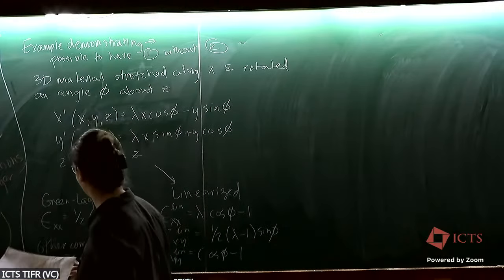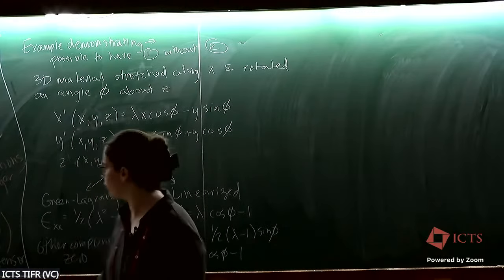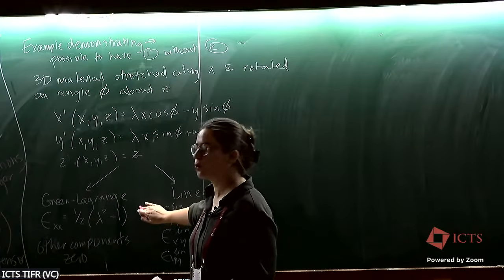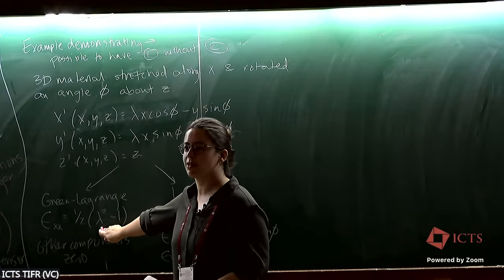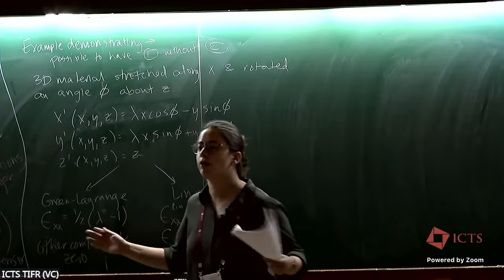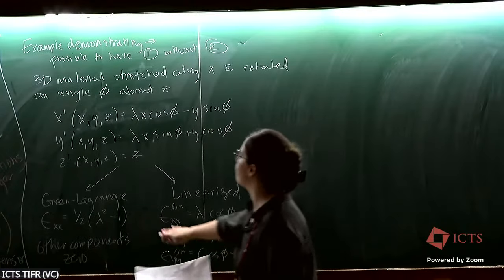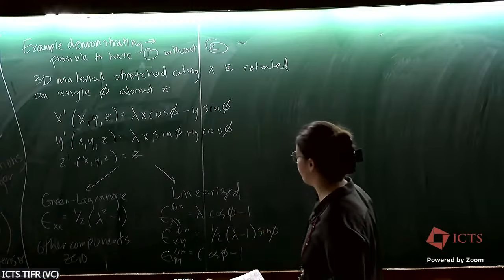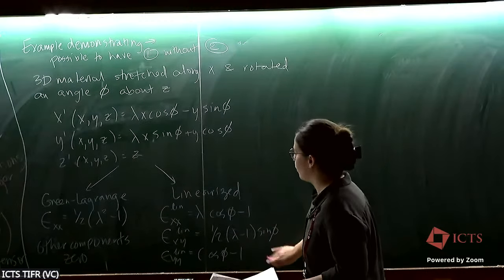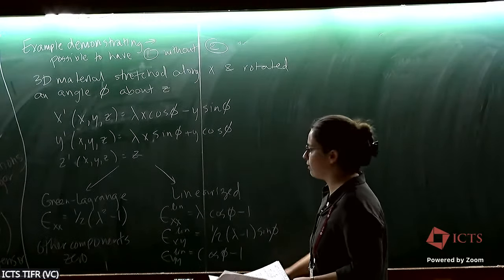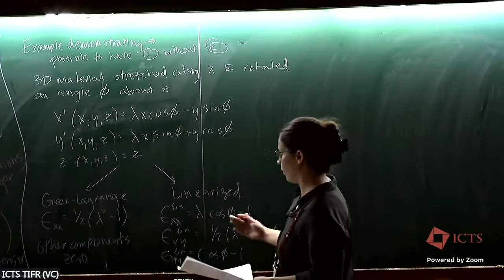So what we learned from this is that if we're using this nonlinear strain tensor, as we anticipated, the rotations are dropping out. There's no mention of phi here, and this quantity is going to be small when lambda is approximately 1. If lambda is approximately 1, there's no stretching, but it doesn't matter how much you rotate this. This could be spinning. But the linearized strain tensor, you're getting these terms that depend on phi, and those terms can actually be quite large.